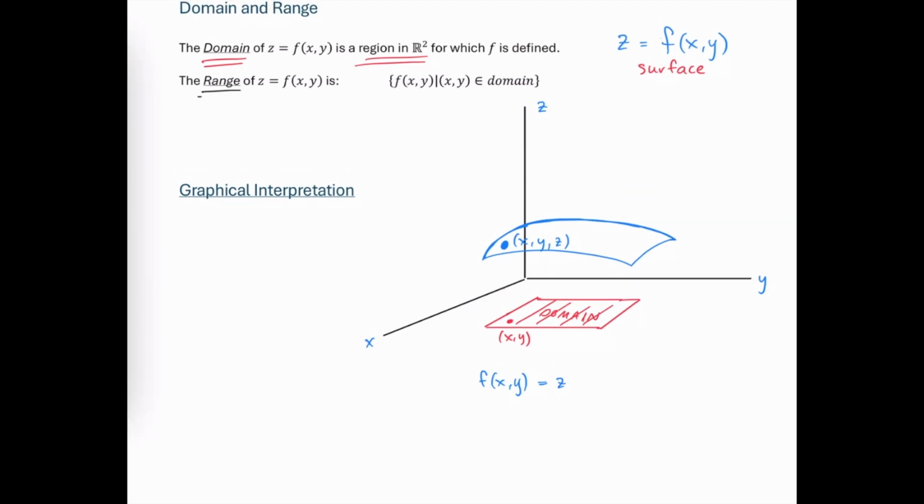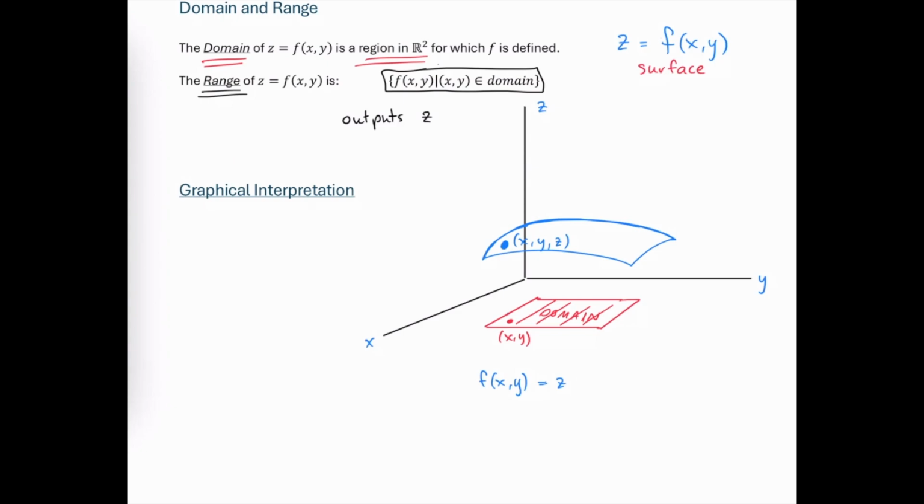Now, the range of this surface function is going to be the set of output values. Remember, f at xy is z, so these are the output values generated such that the xy element that was plugged into the function was actually an element of the domain. So what this says in set builder notation is the set of all z values such that the xy ordered pair that generated it was in the domain.